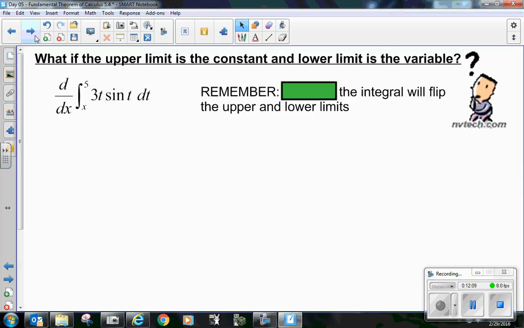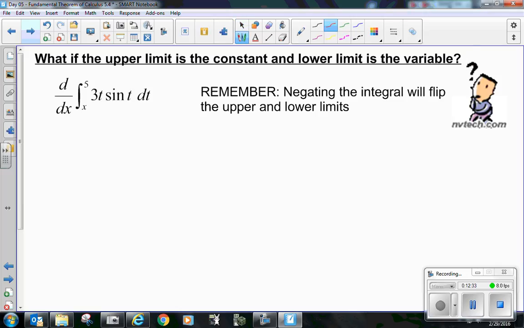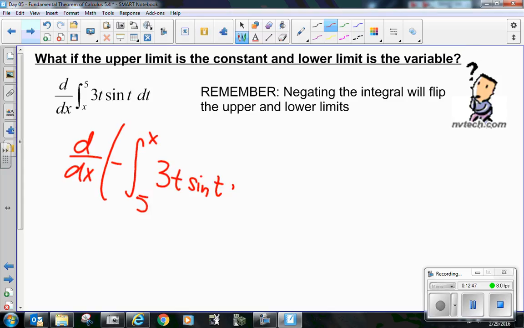What if the upper limit is the constant and the lower limit is the variable? See, the 5 should be on the bottom and the x should be on the top. That's how this whole thing works. Remember, negating the integral will flip the upper and lower limits. So I'm going to rewrite this all nice and neat. I'll say d dx of the negation of my integral, and now I can flip those limits. Now the x is on top and the 5 is on the bottom, of 3t sine of t dt.